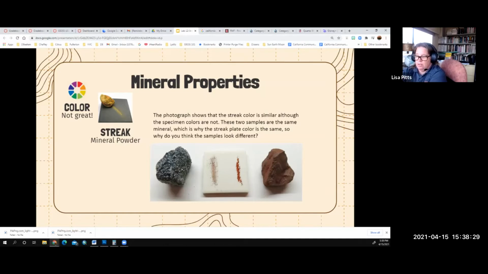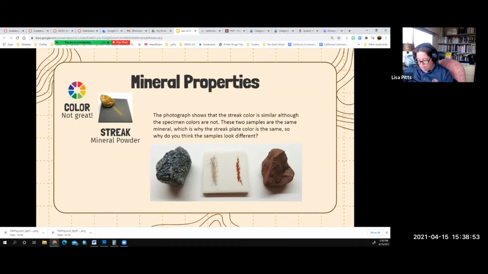So essentially the one that's all red is oxidized. It's rusted over time. Air and water have gotten to it, but they're actually the same mineral. So streak is a really good one. That's why those are two different colors.